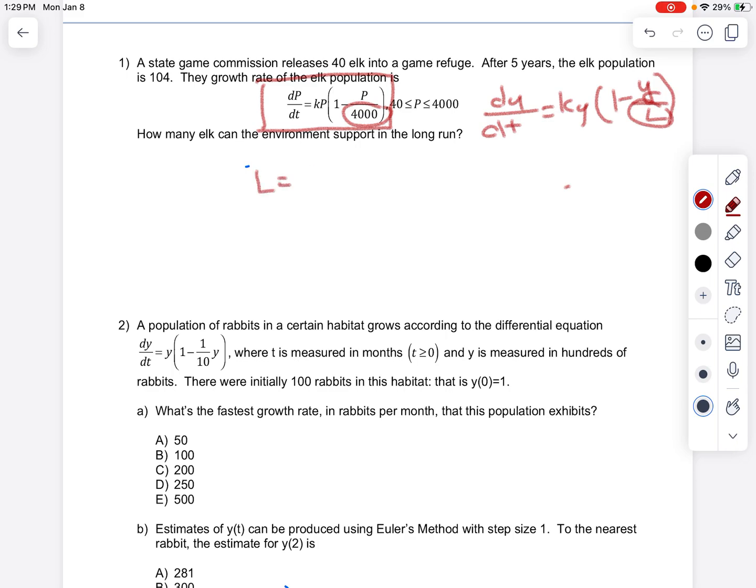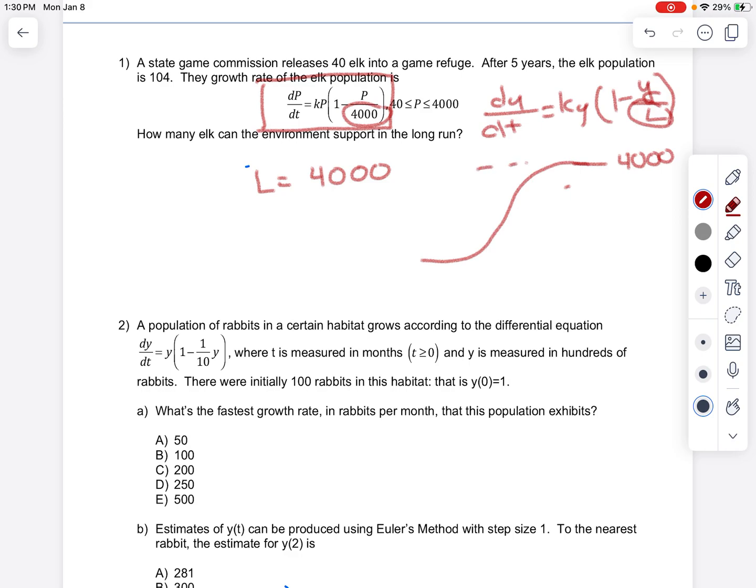So remember, this is, in the long run, what happens. So this is at 4,000. So in the long run, because of space, resources, water, food, etc., the park can only sustain 4,000 elk. That's all we need to be able to pick up.